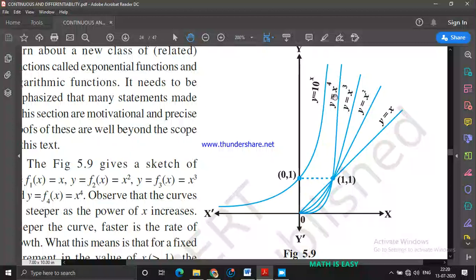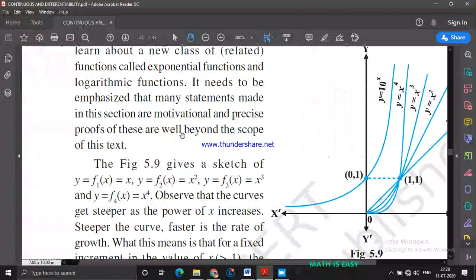That means if I take x power 5, it will move a little bit closer to the y-axis. If I take x power 100, it will go even closer to the y-axis. It will never be on the y-axis, but it moves closer and closer to the y-axis. So here f1 of x is x, f2 of x is x square, f3 of x is x cube, and f4 of x is x to the power of 4.